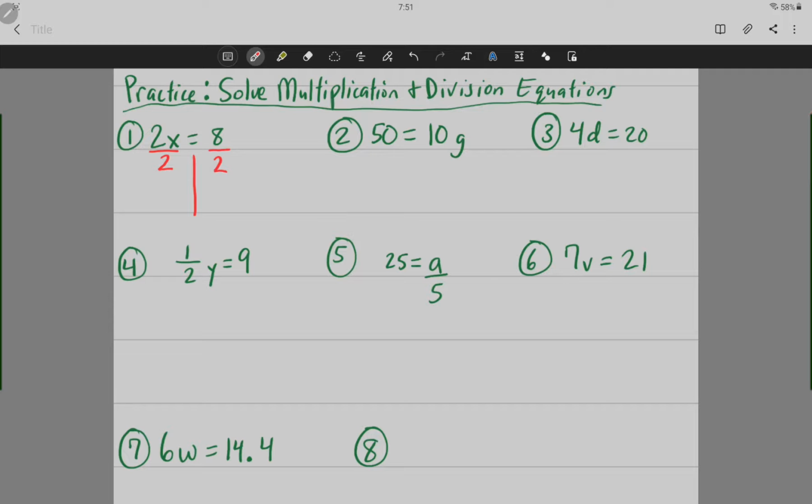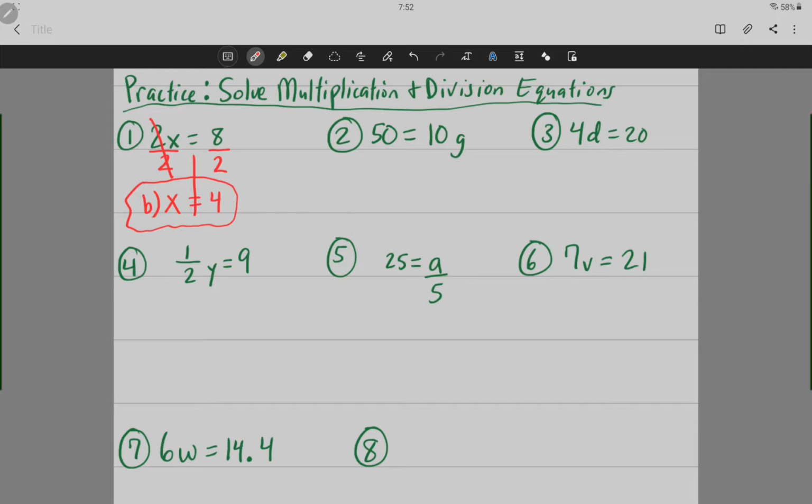2 divided by 2 will give me 1. I don't have to put 1, I can just cancel them out and bring down my x, bring down my equal sign, and 8 divided by 2 would give us 4. So our answer for this one is choice B, x equals 4.